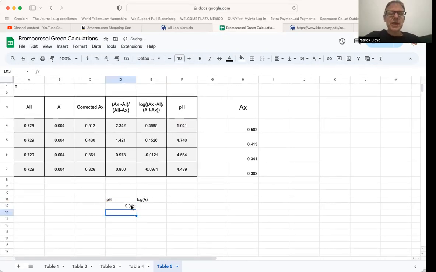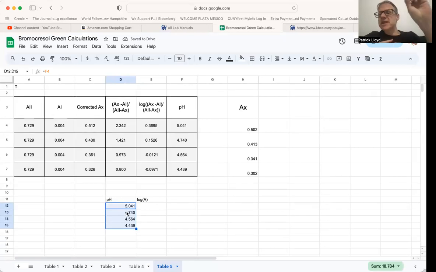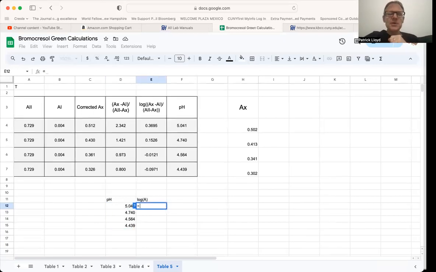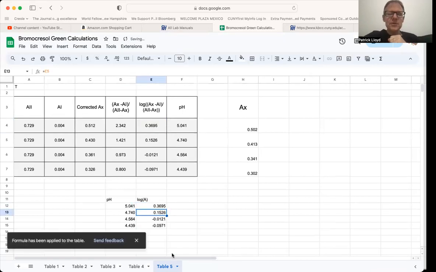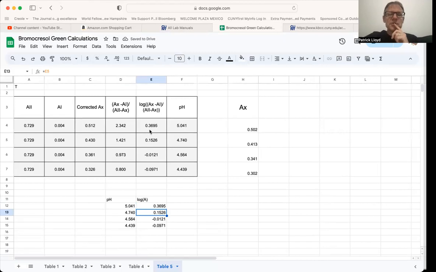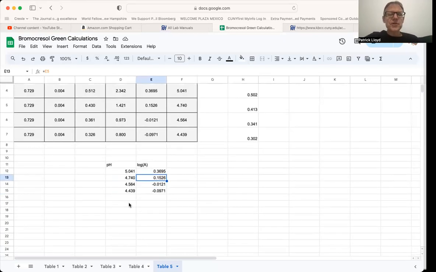I'm essentially copying these numbers over. But again, I'm doing it with an equal sign and then clicking on the cell, so that in case I change these values in the future, it'll automatically change down here. Same thing here. I'm just going to pick this one right here and autofill. Okay. Looks pretty good. These values are the same as up here. All right, so we're good. So now let's go ahead and do a graph.